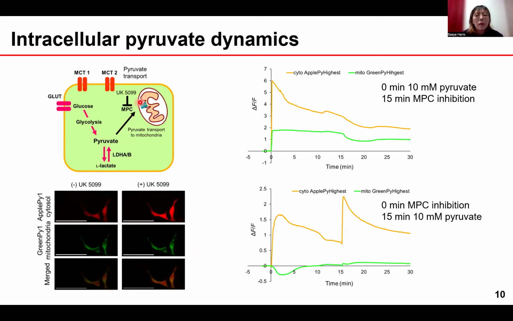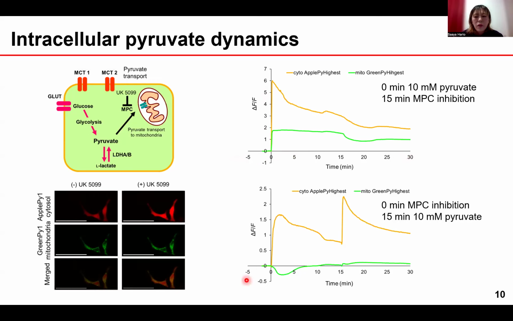UK5099 inhibits the MPC. When pyruvate is added first, followed by the addition of the MPC inhibitor around 15 minutes, the concentration of pyruvate in both cytosol and mitochondria increased upon the pyruvate addition, and then both decreased after the addition of the MPC inhibitor.